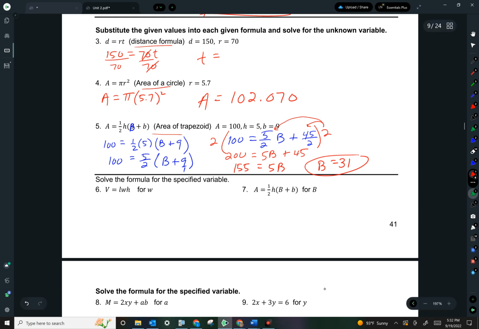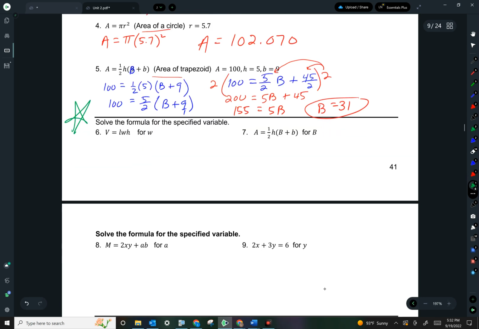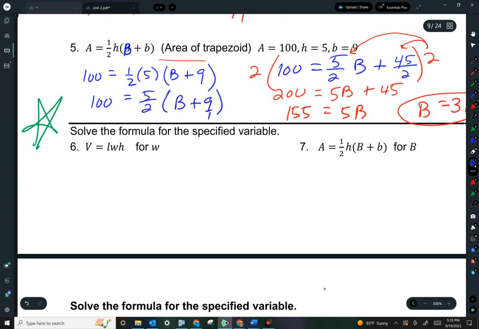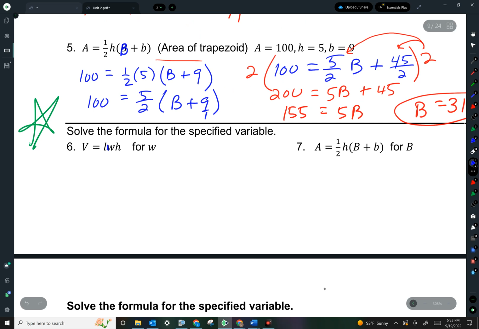All right, here's where things kind of step up a little bit. And here's where they become very similar to a lot of SAT and ACT questions. In fact, these are usually the number one most missed questions of the entire SAT. So this time we don't have numbers to plug in, but we still want to solve for a particular variable. When you look at number 6, it says we want to solve for W. That means I want to get this W by itself.